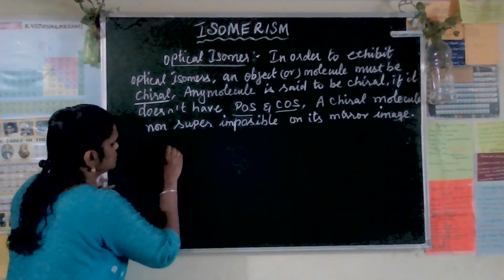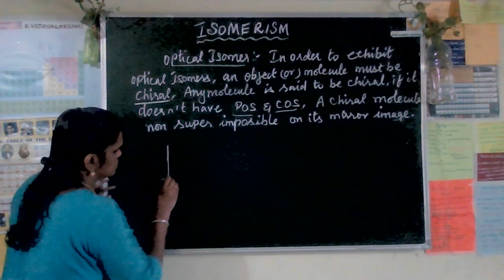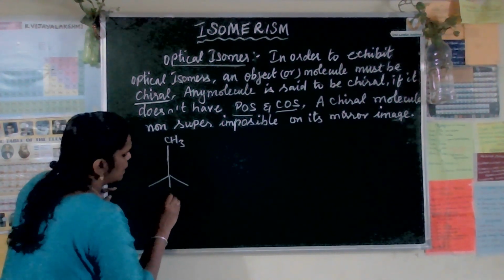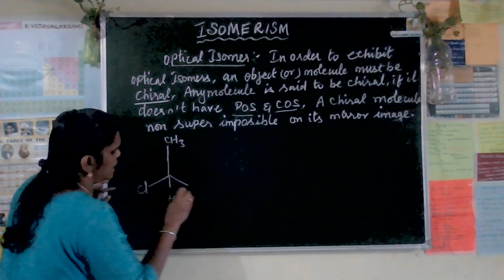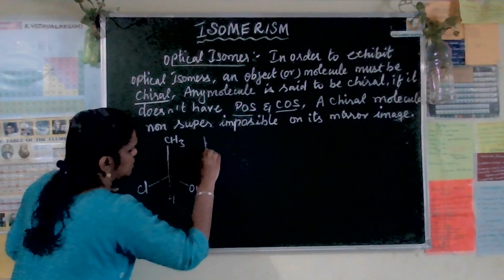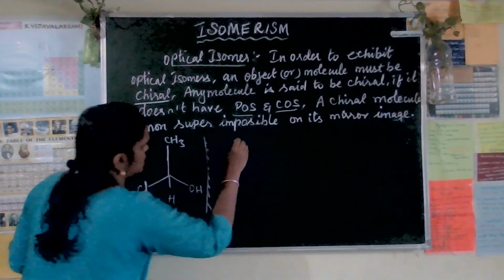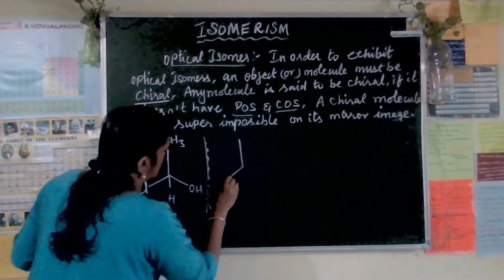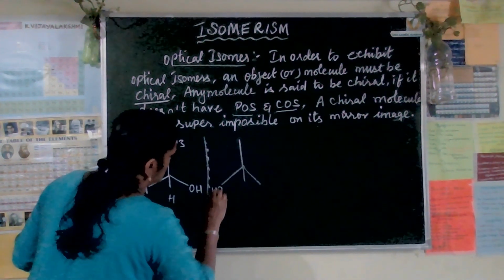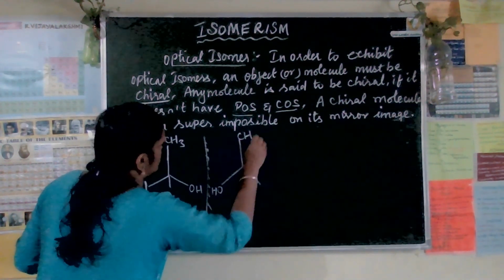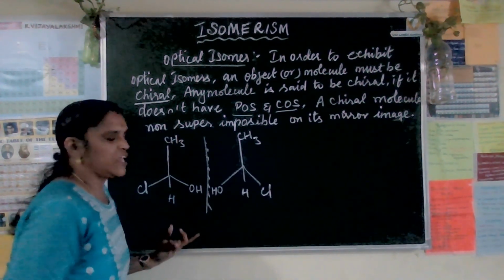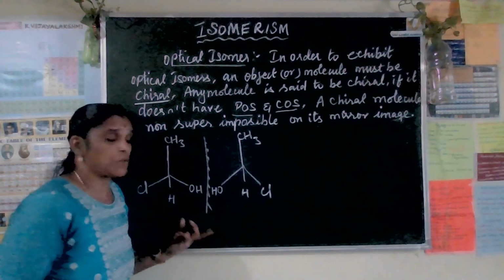I'll give one example. Here CH3, here H, here Cl, here OH. Mirror image, superimposable. Now the same way here OH, here CH3, here hydrogen, here Cl. So this is the way you can identify whether it is possible or not.